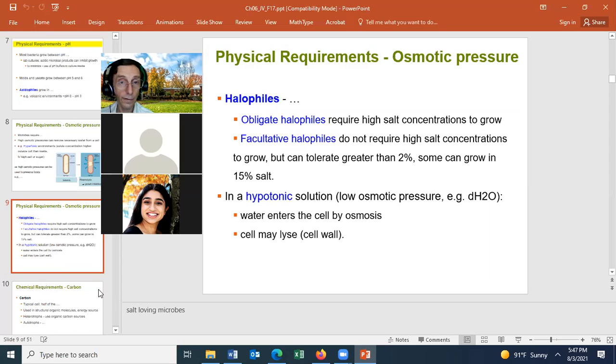In a hypotonic solution, low osmotic pressure, meaning a lot of water around, the water can enter the cell by osmosis. And if the cell doesn't have a cell wall, as water continues to enter the cell, the cytoplasm will expand and expand until the cell membrane bursts, and that'll leak out the cytoplasm, and that'll kill the cell. But if you have a cell wall, the cytoplasm can only expand up to the size of the cell wall. And then the cell membrane can't expand any further, and so no more water can enter the cell.